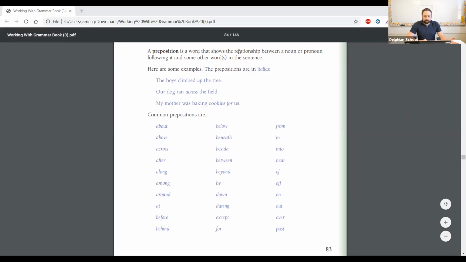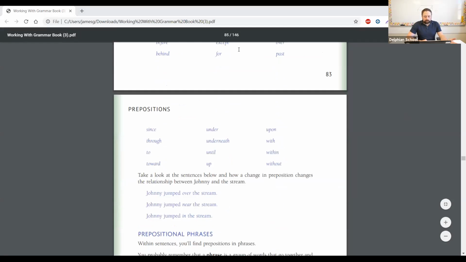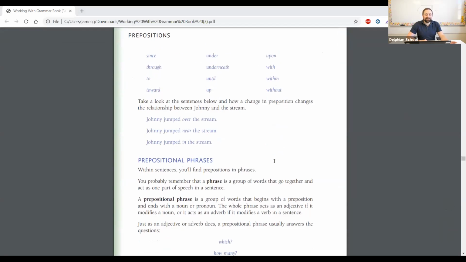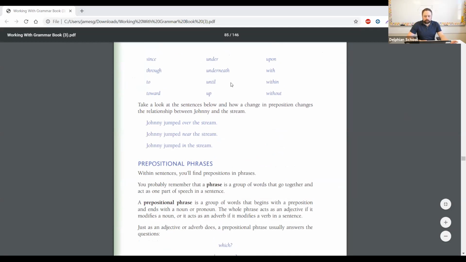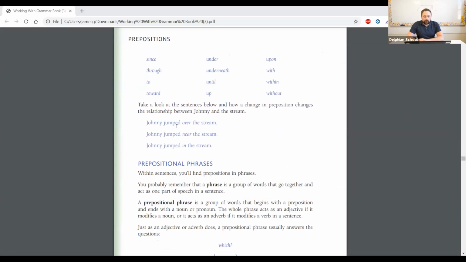All right, so moving on to the next part. Oh, the list keeps on going. More prepositions: since, through, to, toward, under, until, within, without. Those are more prepositions. Take a look at the sentences below and how a change in preposition changes the relationship between Johnny and the stream. Johnny jumped over the stream. Johnny jumped near the stream. Johnny jumped in the stream.